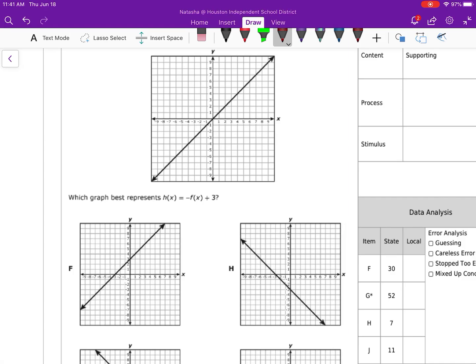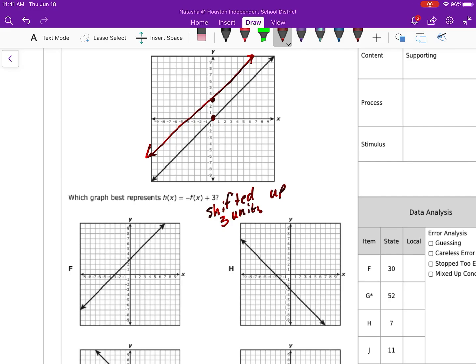So don't get bogged down by that negative f of x, all right? Now, that plus 3 means that we've shifted up 3 units. We took this point here and we moved it up 3 units on the graph. So every point would change and it would look something like this along the graph, all right? Just talking about in terms of the shift, okay?